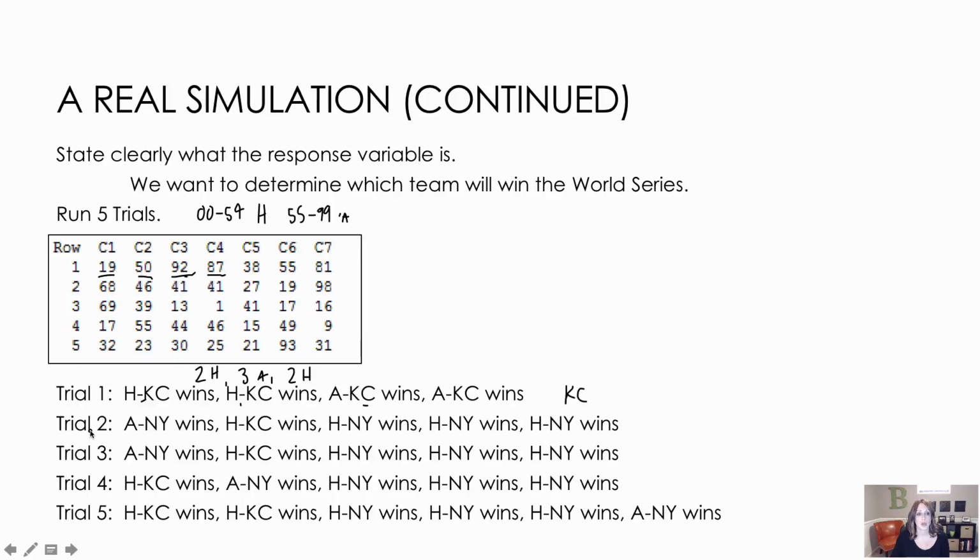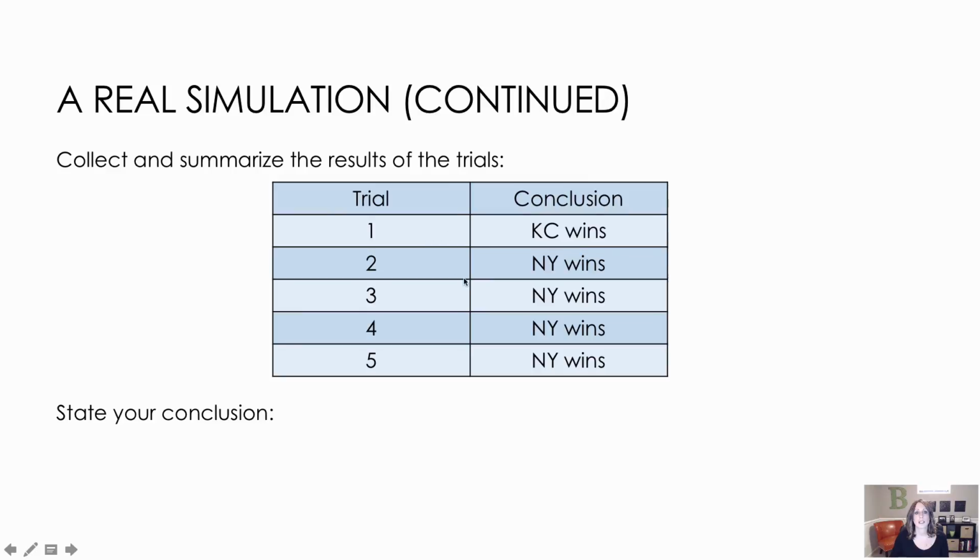Then in trial 2, I do the same thing. So 68 is an away team win. Well, now that's New York. And then we get KC, New York, etc. So notice I'm being very deliberate about who's winning, and then I'm going to summarize my results.